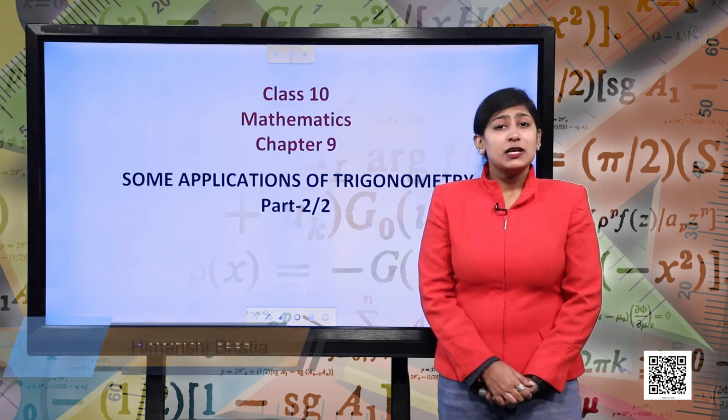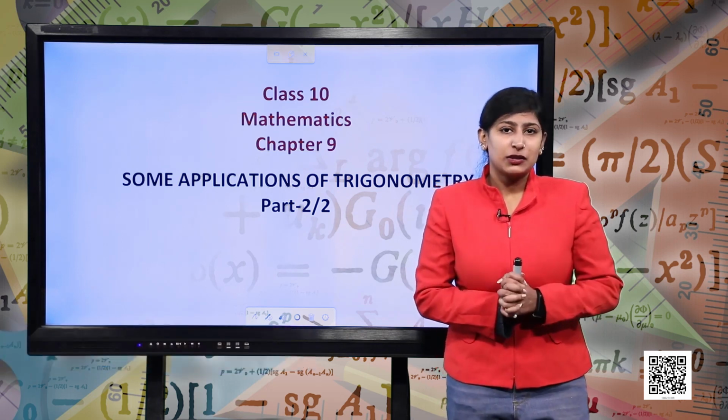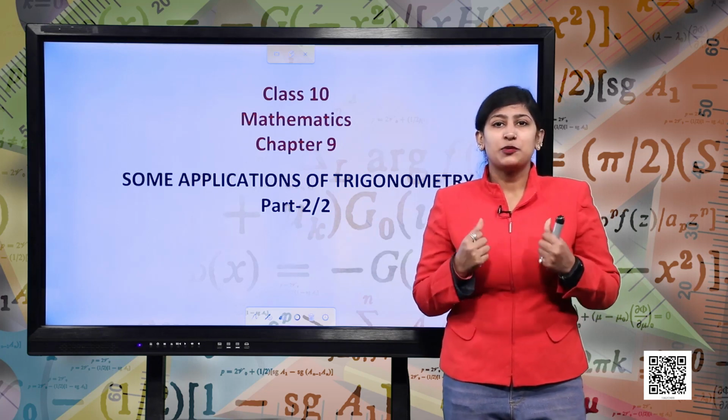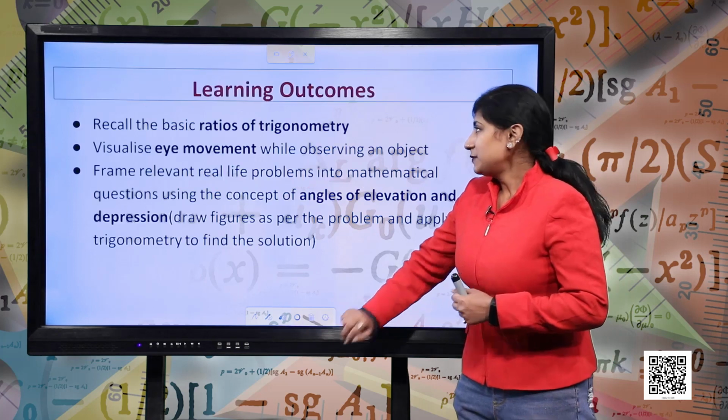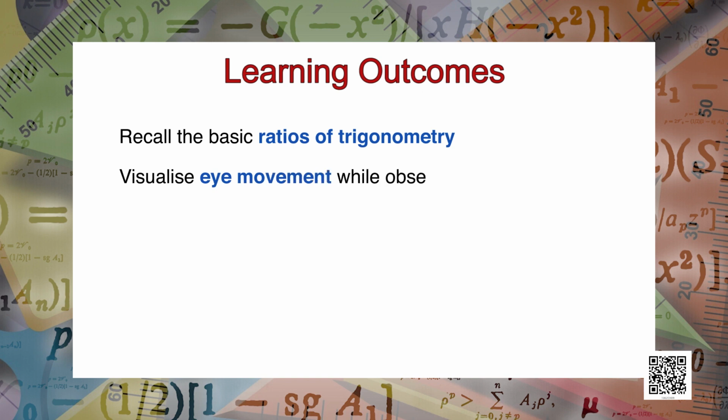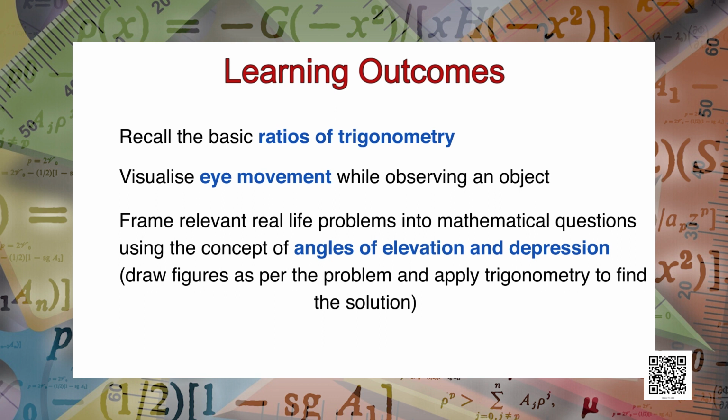of trigonometry. So we have already done one session on this and today I will be extending this session to do some word problems. So first of all, quickly let us see some learning outcomes. We have recalled basic ratios of trigonometry. We visualized eye movements while observing an object, and we also saw some real life problems. So in this session I will be telling you about some more real life problems.